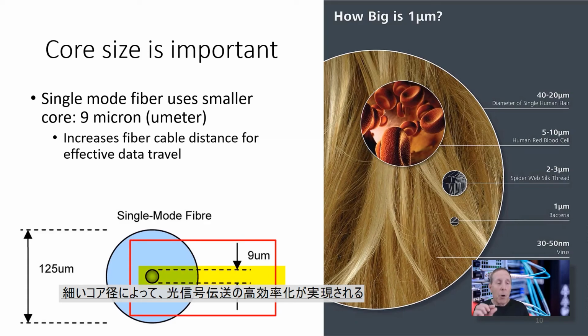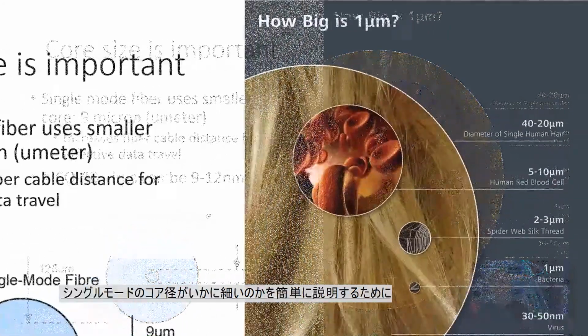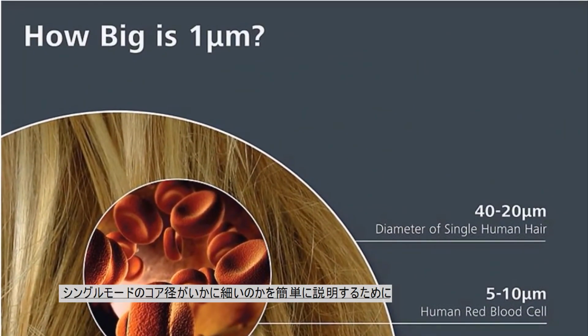That small core allows a more effective transmission of light over a long distance and at a higher speed. Just to give you a perspective on how small the single mode fiber core is, which is 9 microns, you can compare it to things on the right.